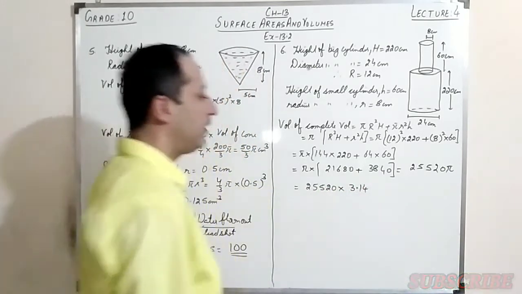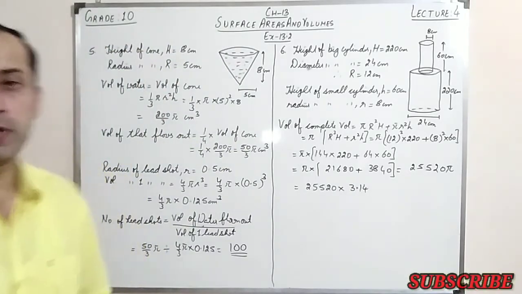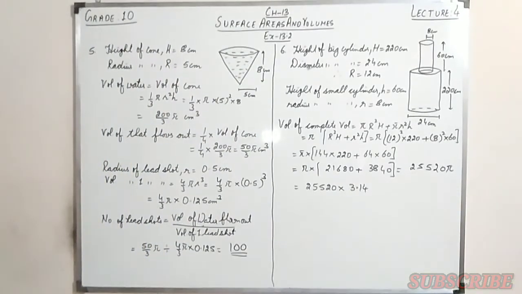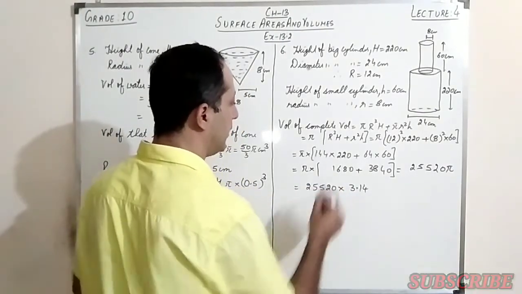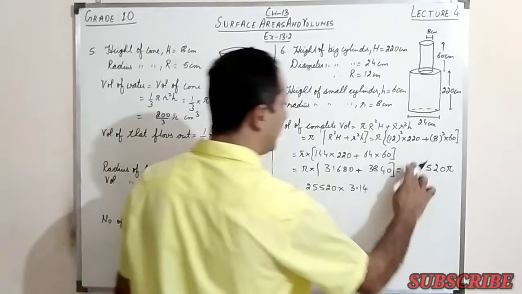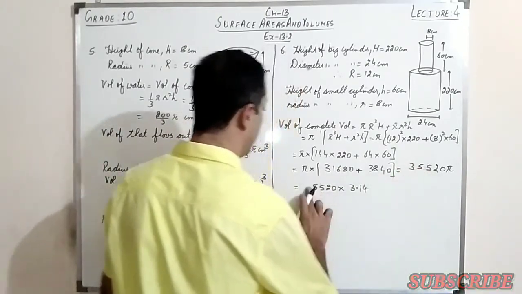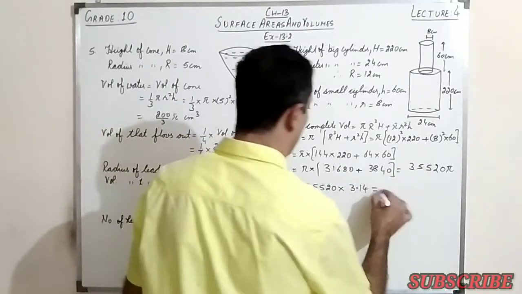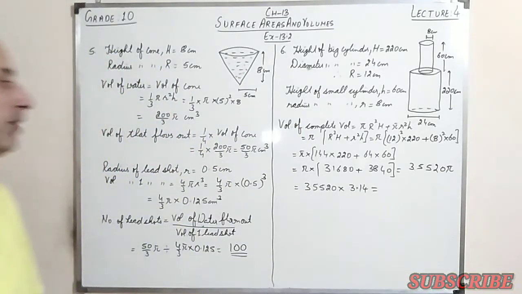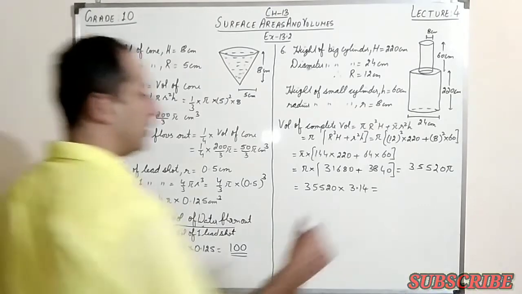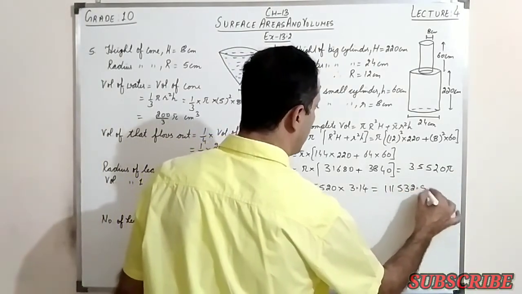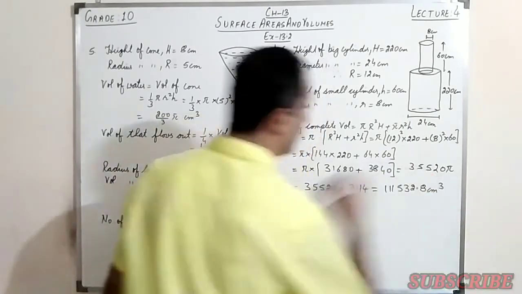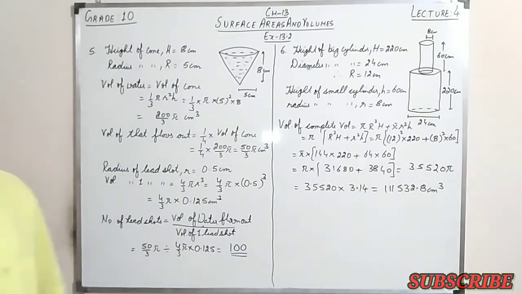So the value of pi we have to take is 3.14. So we multiply these two. There's a slight mistake in the calculation. So this is not 2, this is 3 basically. So this is 31680, and here also this is 3, and here also this is 3. Now when we multiply this 35520 by 3.14, we get it as 532.8 centimeter cube. Right. So this is the total volume of the combined solid.